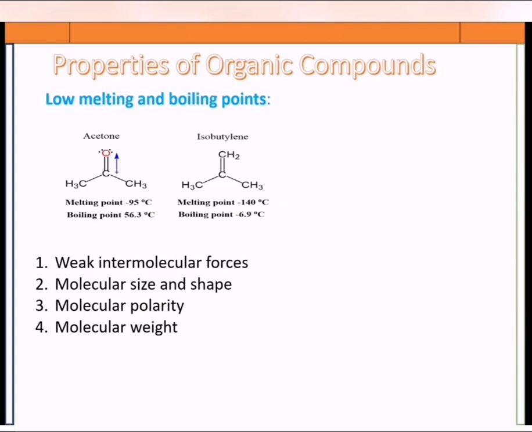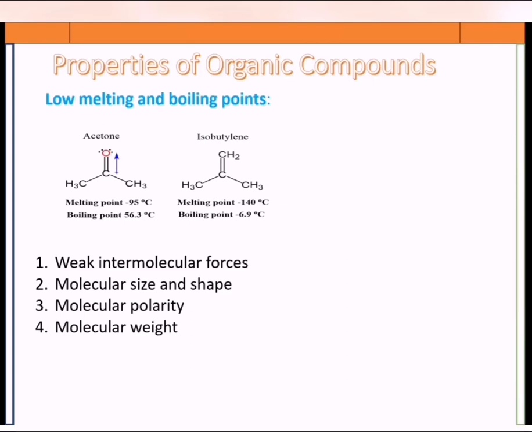The second one is molecular size and shape. Generally, smaller molecules tend to have lower melting and boiling points compared to larger molecules. The third one is molecular polarity. Polar molecules, which have an uneven distribution of charge, tend to have higher melting and boiling points compared to non-polar molecules. This is because the polar molecules have stronger dipole-dipole interactions or hydrogen bonding, which require more energy to break.